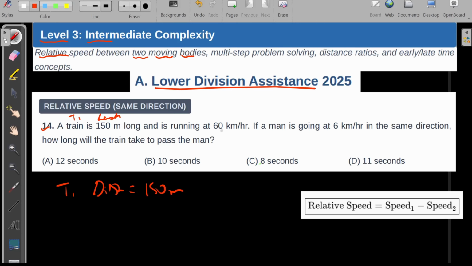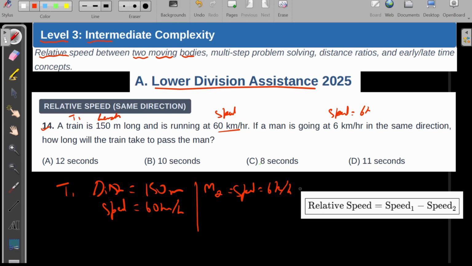And it's running at 60 kilometer per hour. So 60 kilometer here is the speed per hour. So speed equals 60 kilometer per hour. Now if the man is going at 6 kilometer per hour, so the speed of the man is 6 kilometer. Let me write here, the man, the second object, and his speed is 6 kilometer an hour.